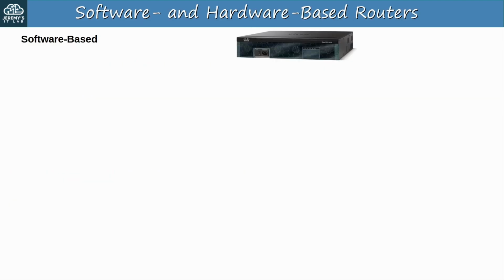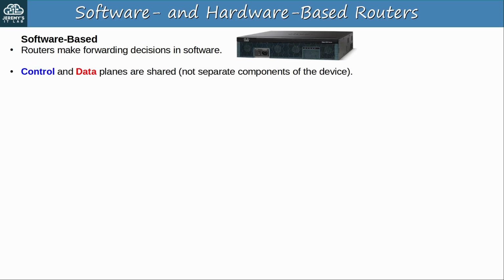First up, software-based routers. This photo is an ISR 2900 series router. It's a bit of an old model, but it's an example of a software-based router. Software-based routers make forwarding decisions in software using the general-purpose CPU. In these routers, the control and data planes are shared. They are not separate components of the device.